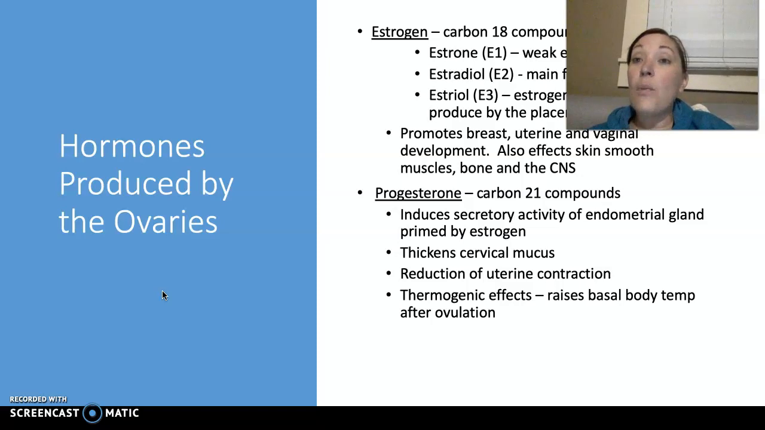ovulation. And women often track this so they can predict when ovulation occurs. If they know that after ovulation their body temperature rises, they can predict where in their cycle they're usually ovulating if they're trying to get pregnant.